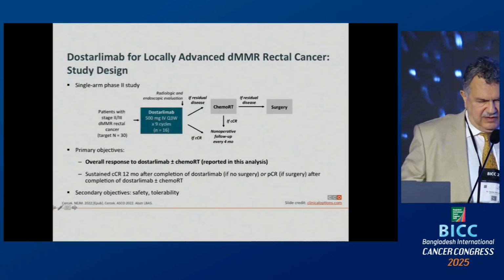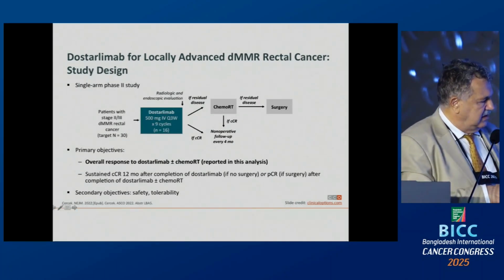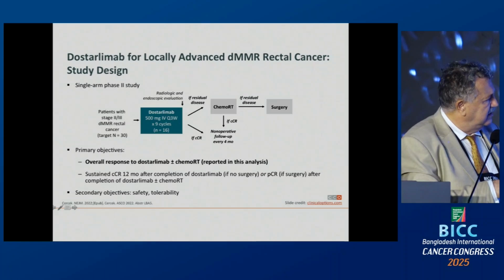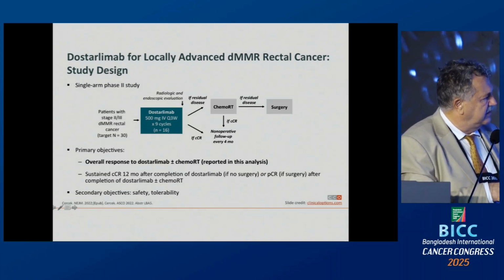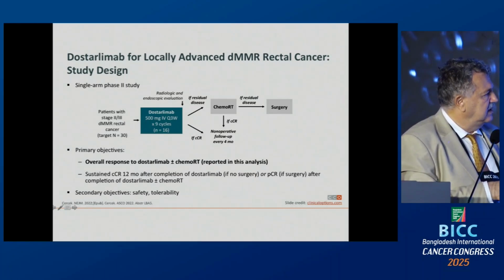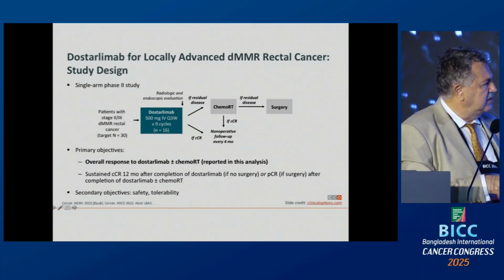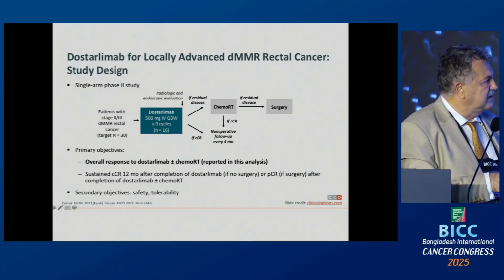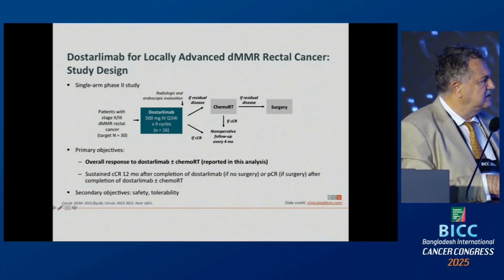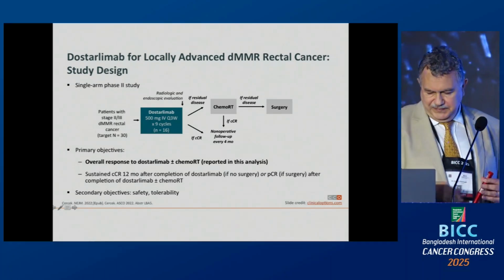If you look at the study design, they said, okay, we'll give dostarlimab first, 500 milligrams every 3 weeks, 9 cycles. That's around 6 months, okay? And with close follow-up. Then if it doesn't work, the patient can still get chemo, radio, and surgery as we have done for a long time.